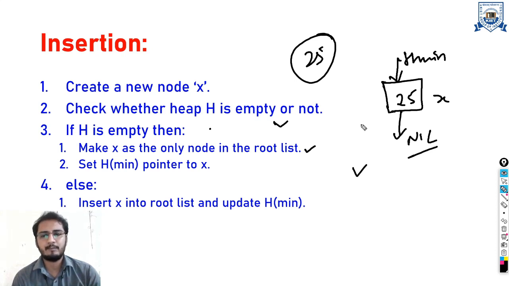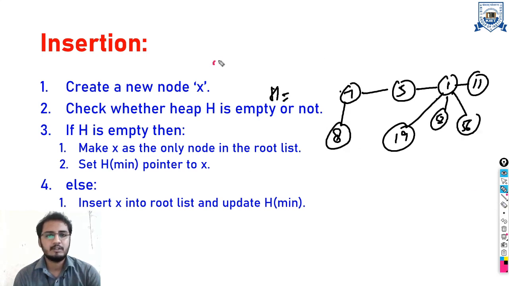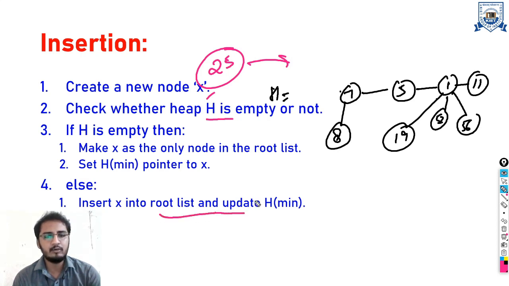Now let us suppose that we have a heap. Let's see how you insert a value in that given heap. Suppose you want to insert 25 in this given heap. You will create a node x and check whether the heap is empty or not. Since the heap is not empty, you will go to the else part and insert the node in the root list. So this 25 will be inserted in this root list. This was your previous heap and h min was pointing at this position. So this node will be inserted to the left of this h min.